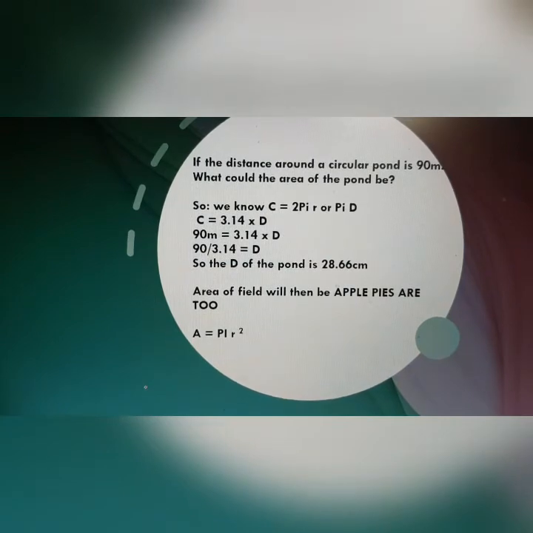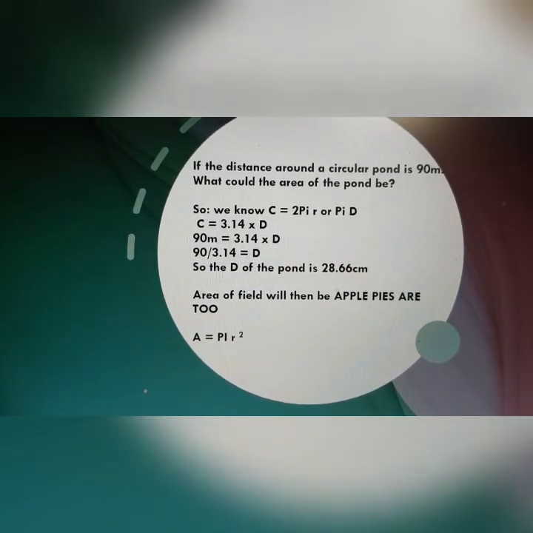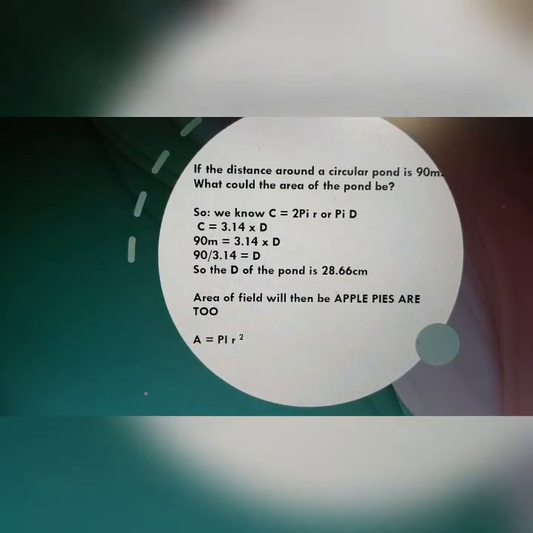So the question is, if the distance around a circular pond is 90 meters, what could the area of the pond be? Guys, we have been talking about circumference all this while, so let's start with that. We know cherry pies are delicious, and that could be written as C equals pi d.